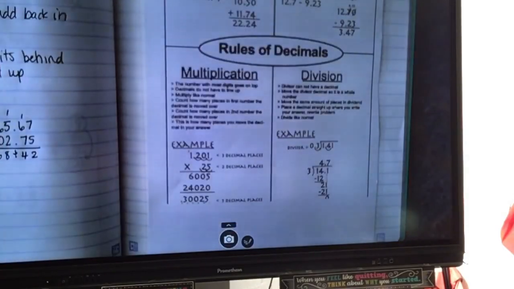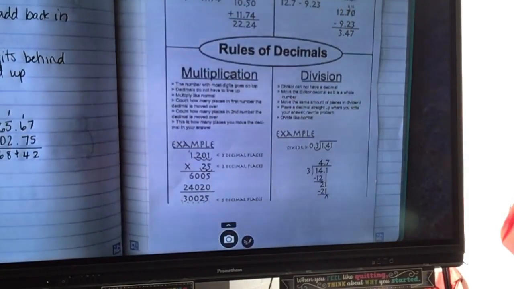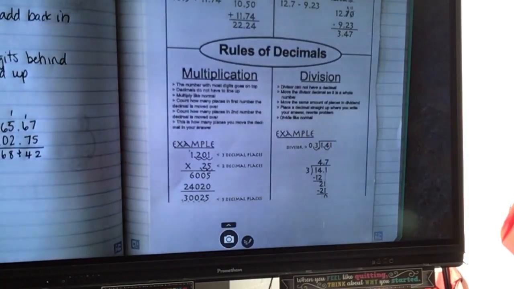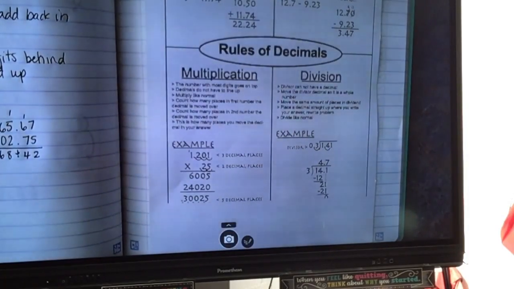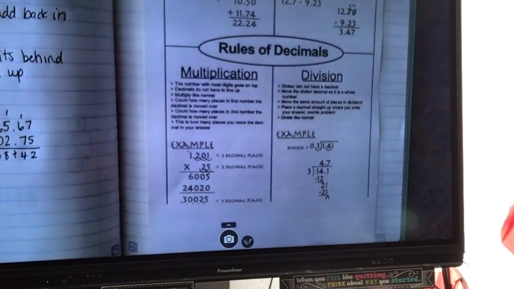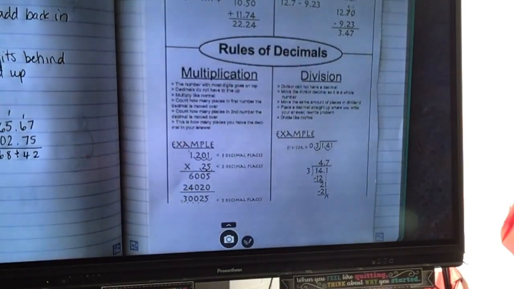All right, so it says the number with the most digits goes on top. Decimals do not have to line up. Multiply like normal. Count how many places in the first number the decimal is moved over. Count how many places in the second number the decimal is moved over. This is how many places you move the decimal in your answer.